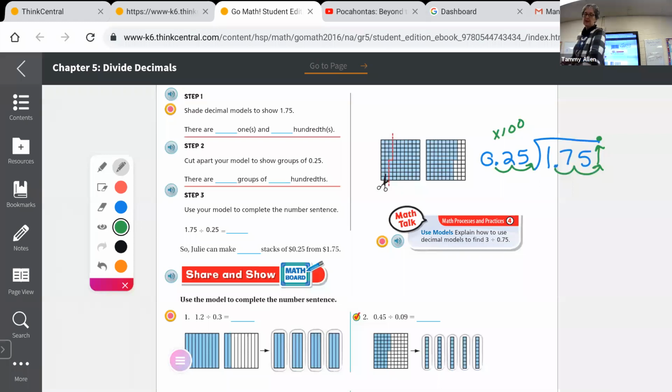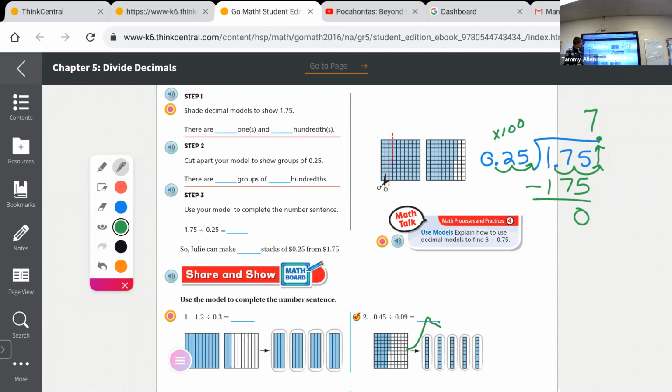All right, so back to this problem. Now we have 175 divided by 25. Does 25 go into 1? No. Into 17? No. Into 175? Yes. How many times? 7. Was that the same answer we came up with when we did a model? Yes. Okay, it's just 7.